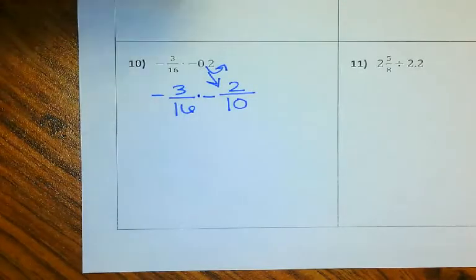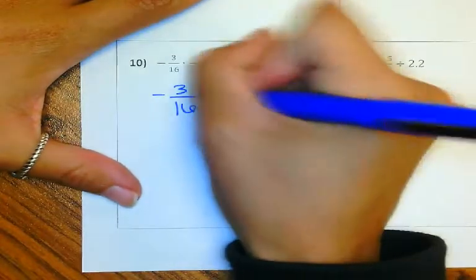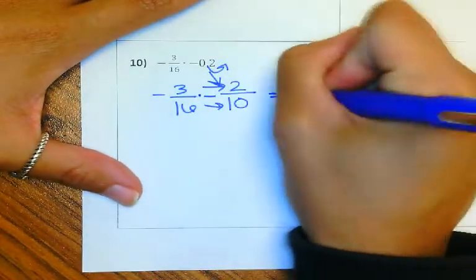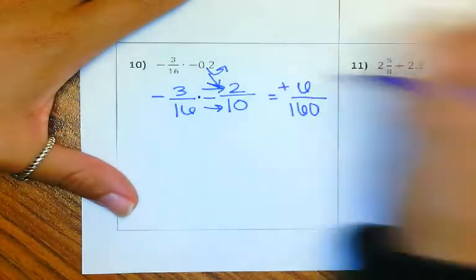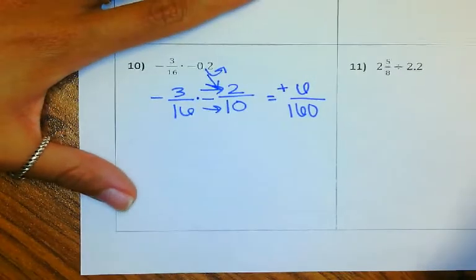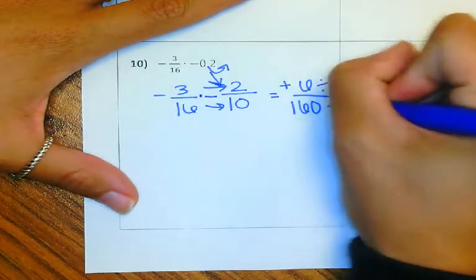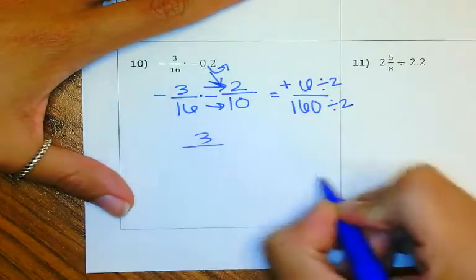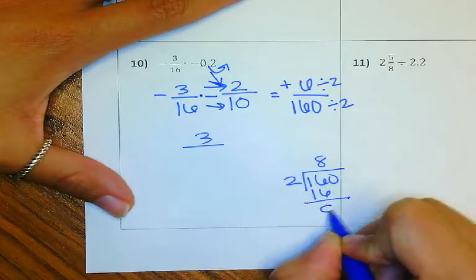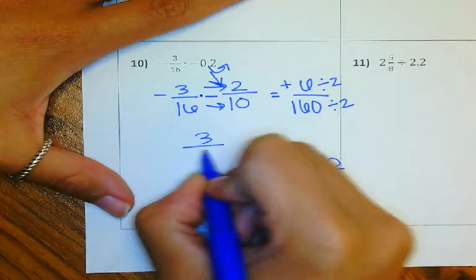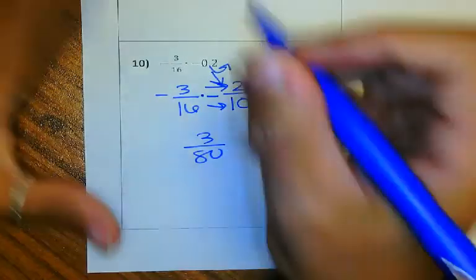And now I can just multiply across like usual. Remember, you have to simplify. So this one, when I multiply across, 3 times 2 is 6. 16 times 10 is 160. And negative makes a positive. Now I can definitely simplify this. So I'm going to try and simplify by 2. So I get 3 over 80. And I'm pretty sure that's it.